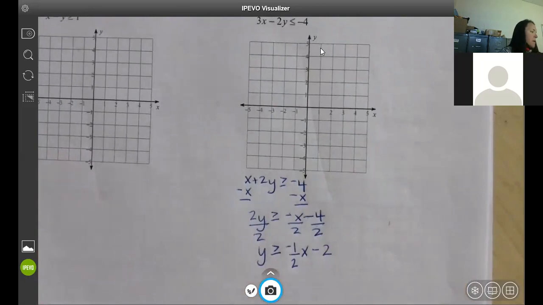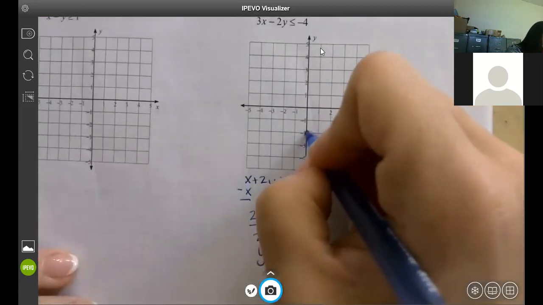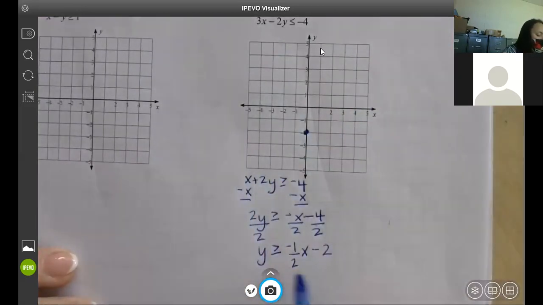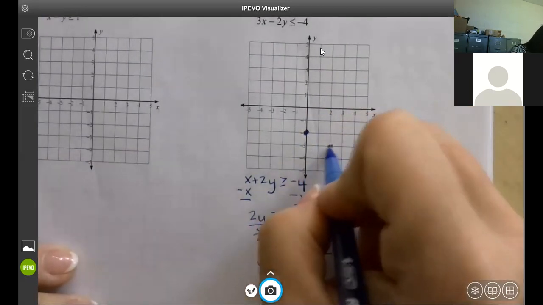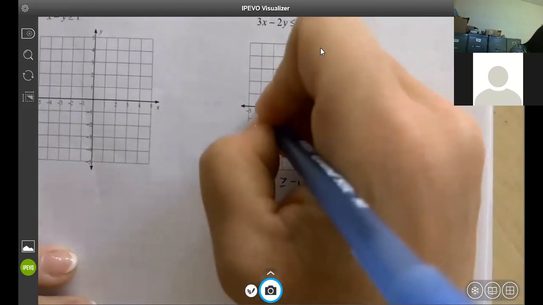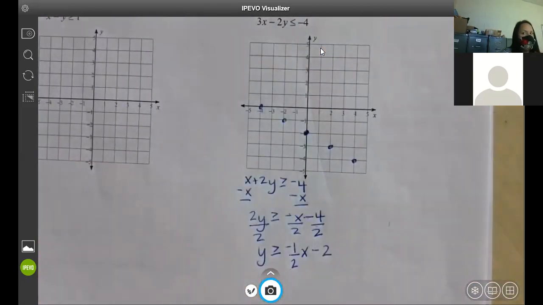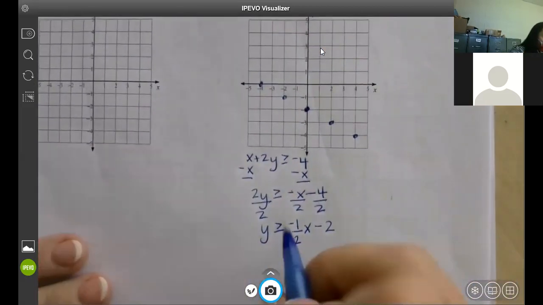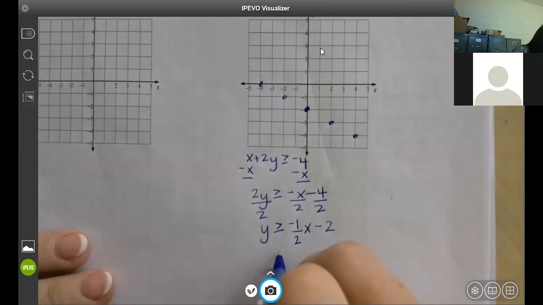All right. Start at negative 2. We're going to go down 1 and over 2, or up 1 and over 2. And is it solid or dashed? Solid.